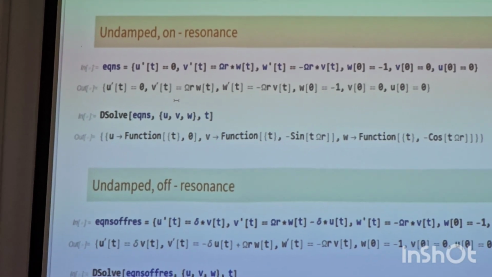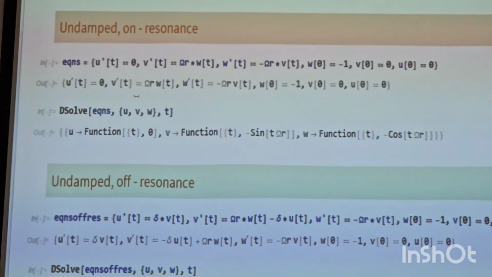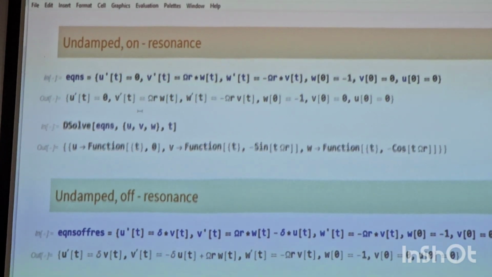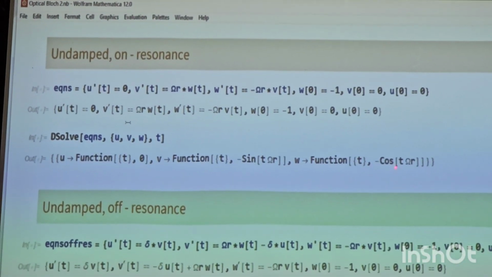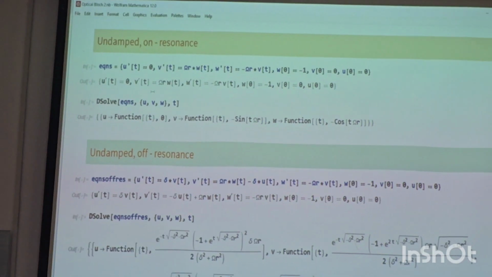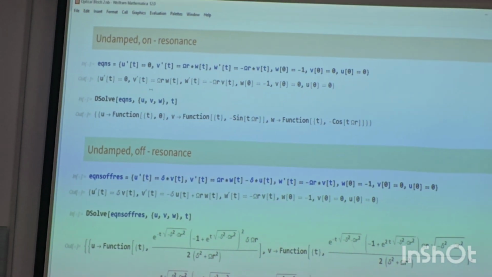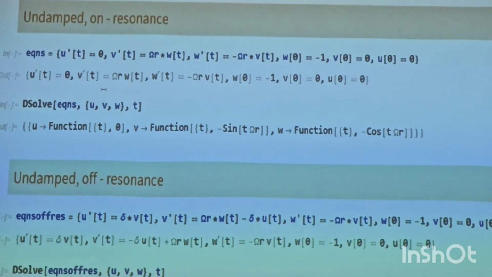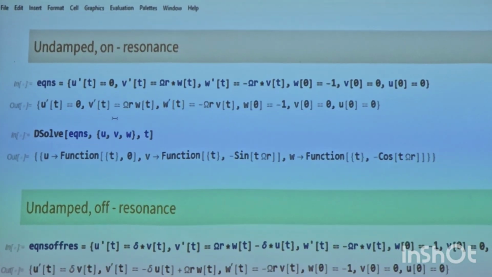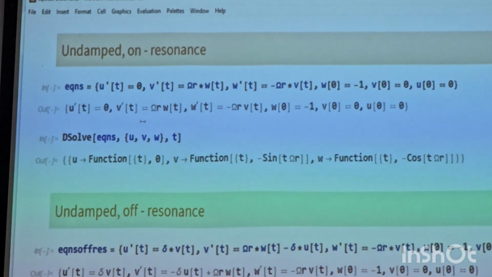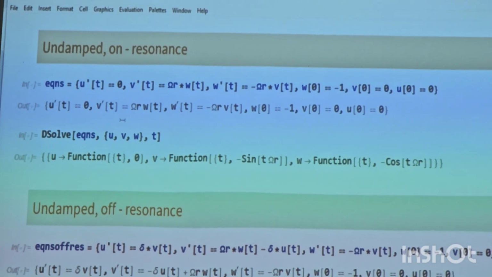The x component doesn't change because my rotation is also about the x-axis. My v component changes and my w changes as cosine Ωr t. Now if I want to find rho BB, it is W plus 1 over 2, which will be sine square of Ωr t over 2. Right? So I can plot this.